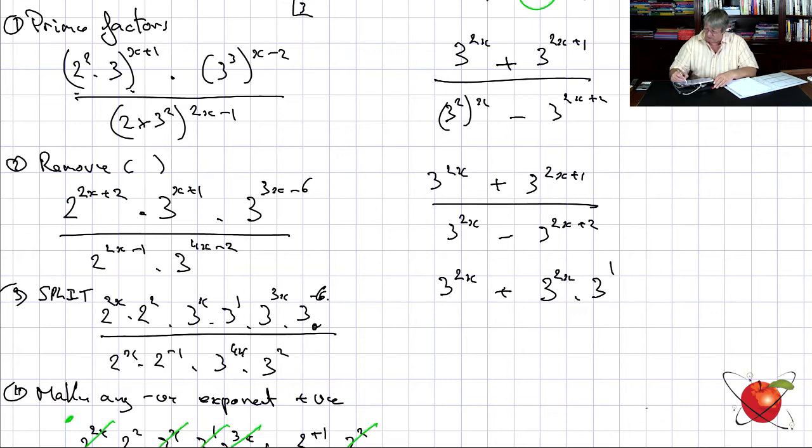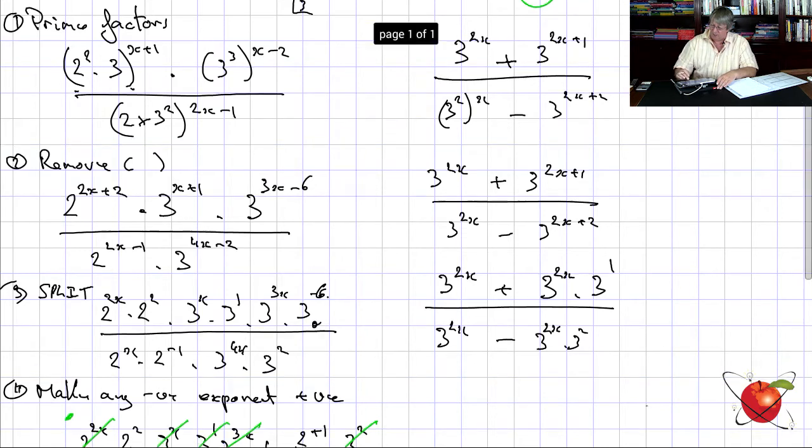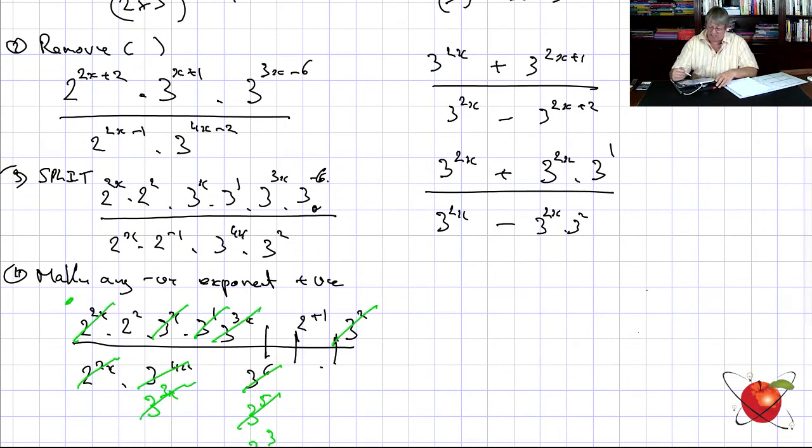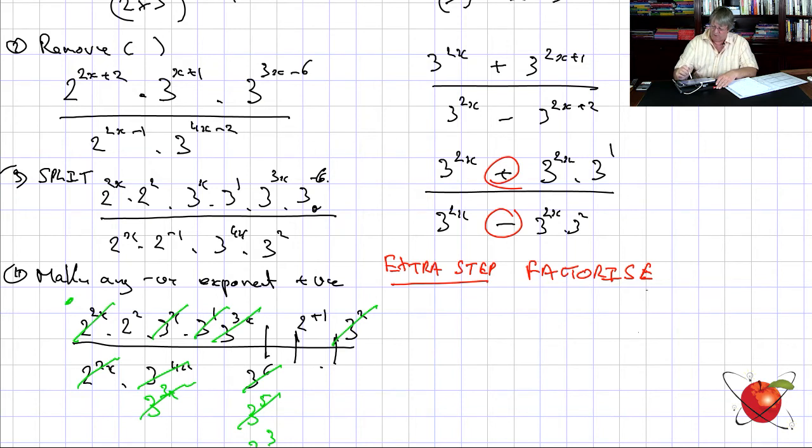3 to the power of 1 over 3 to the 2x minus, yep, there's something to split, 3 to the 2x times 3 squared. What am I going to do next? Here's the extra step. I'm going to put it in red. Extra step to the recipe. Because there's a plus or minus between the terms, you need to factorize, because it's going to cancel out at the bottom, right, or the top.